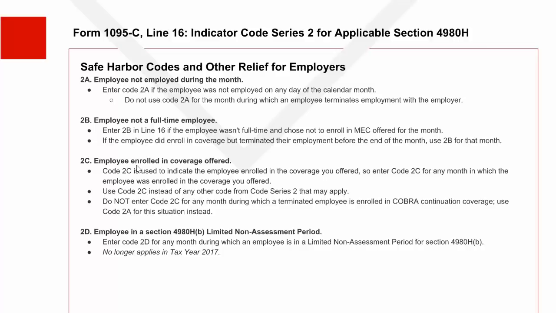Then we have 2B, which is employee is not full-time. So this is really pertinent to if someone chose not to enroll and also was not full-time. If the employee did not enroll in coverage but terminated their employment before the end of the month, then that's when you would go ahead and use 2B for that month.